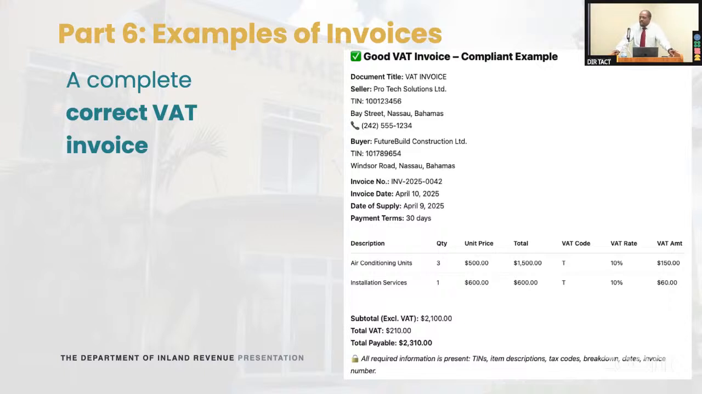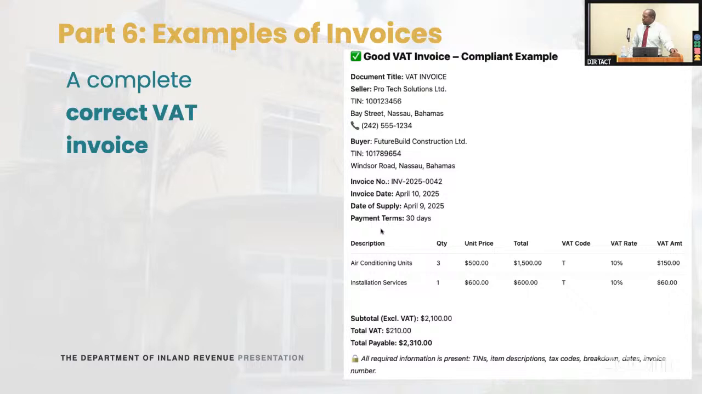It gives you the name of the buyer, the buyer's TIN, and the buyer's address. Then you have your unique invoice number, your invoice date, the date of the supply, because again, the date of the supply may be different than the date of the invoice, your payment terms, and then you come down and you see the description of your goods, the unit price for the goods prior to the VAT. Then you have your VAT code, your VAT rate, and the VAT amount.